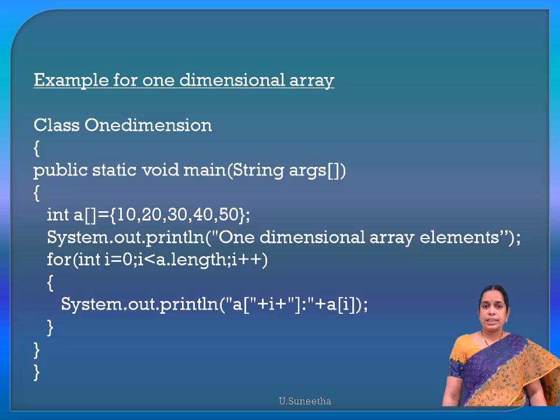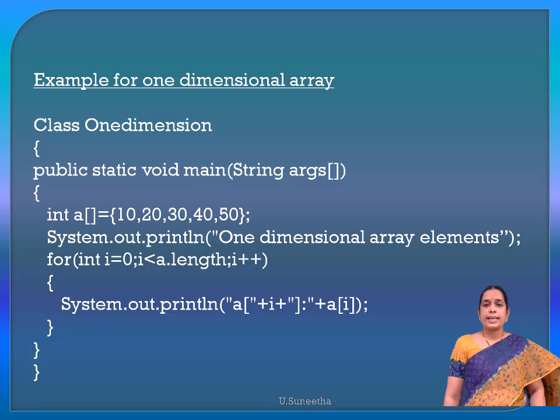In this example, the name of the class is one dimension and this is the main class, and within this class the main method has been written. Here a one-dimensional array has been created and the name of the array is A. Take the values. And next, by using the for loop, we are printing all the values that are present in this one-dimensional array. It is a simple example related to one-dimensional array.